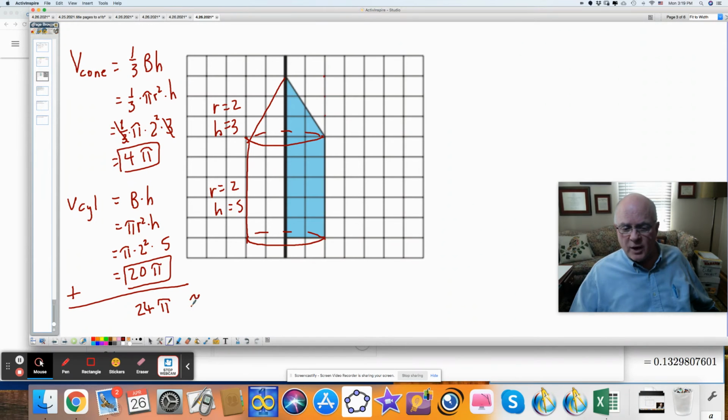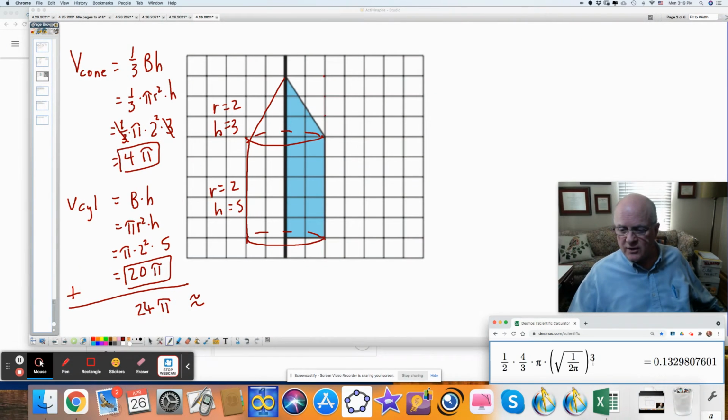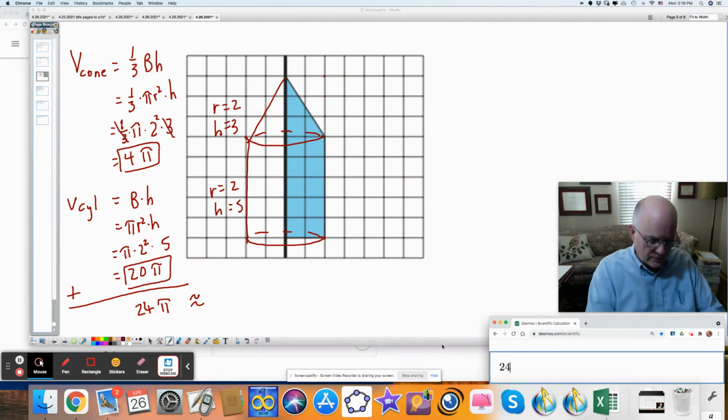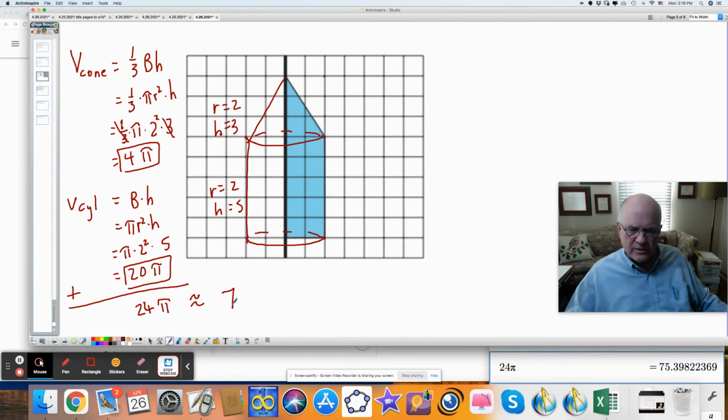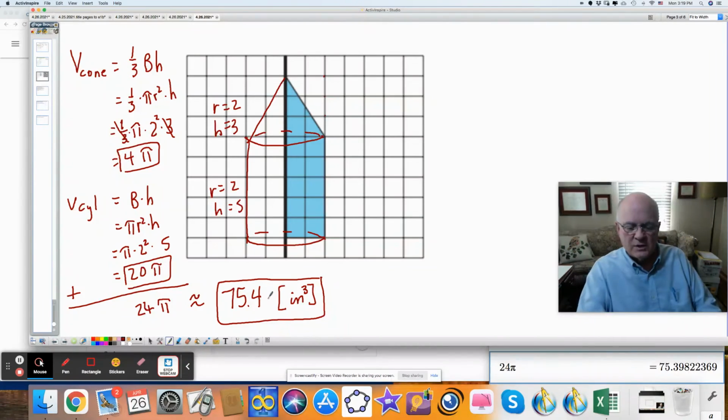And that's going to be approximated when we stick this into the calculator. We have 24 pi, and we get 75.4. It's about 75.4, and this is cubic inches. This might be a model of what you would be getting in a real silo, or maybe it's for a kid's toy or something. I don't know.